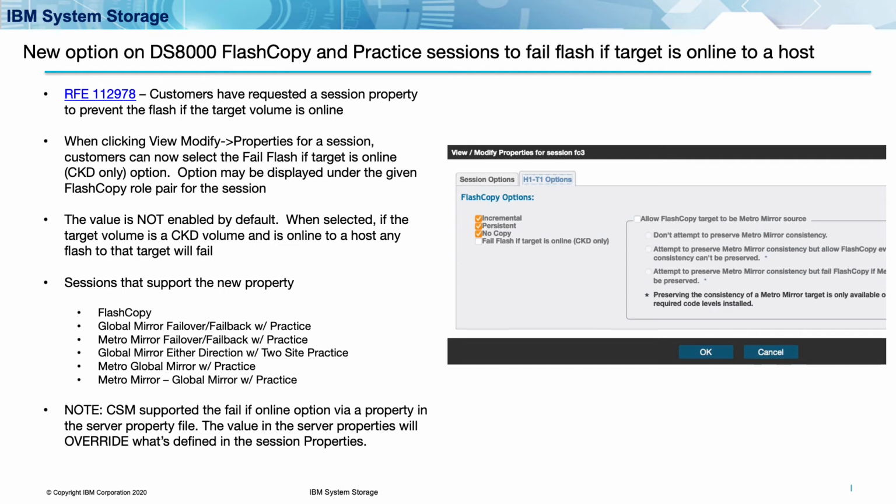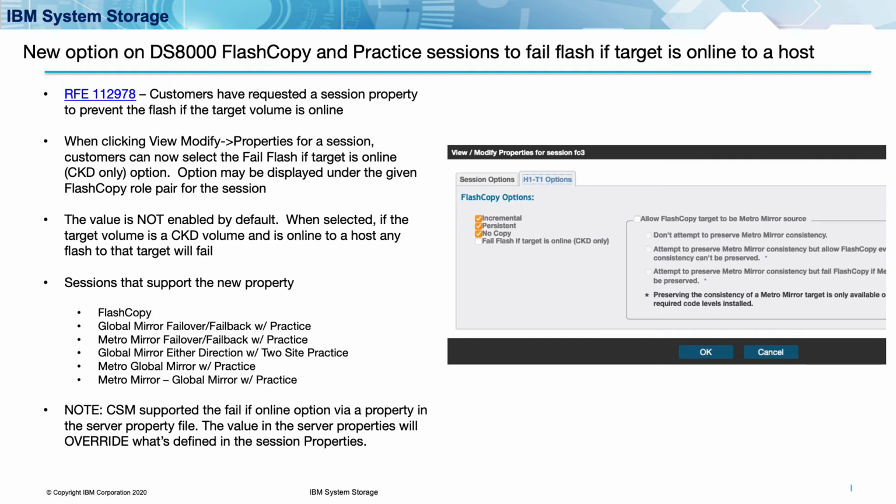This feature has to do with DS8000 FlashCopy across both the FlashCopy session and practice sessions. So there is an option to fail the flash if the target of the flash is online. By default, the CSM session will not fail the flash. However, there is a property you can set in server properties that will specify for a session role pair to do the fail of the flash. But customers wanted to have that within the session properties itself. So that's what the RFE was based on.